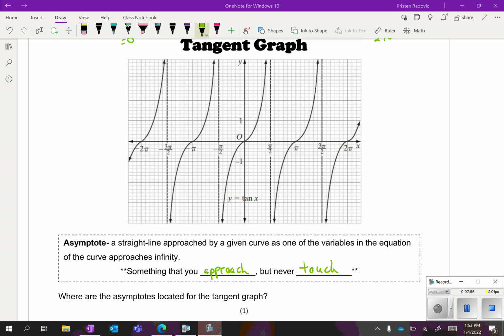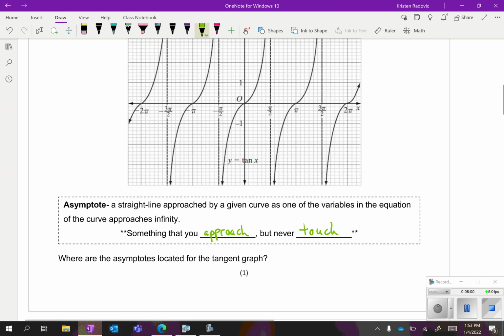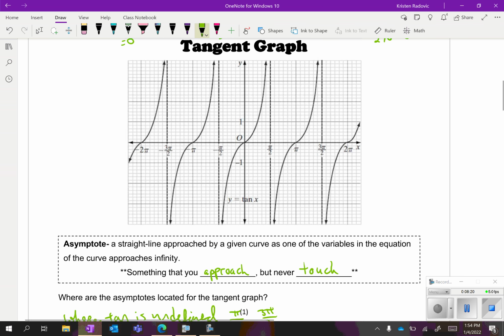So, where are the asymptotes located on the tangent graph? At the values that make tangent undefined. So that's going to be like pi over 2, 3 pi over 2, etc. Now, the nice thing is that you really don't have to remember what this graph looks like.